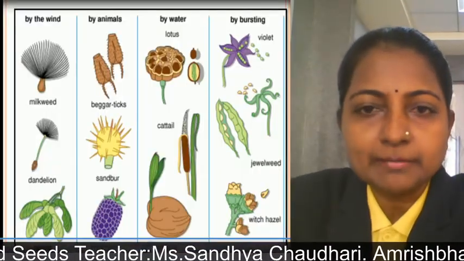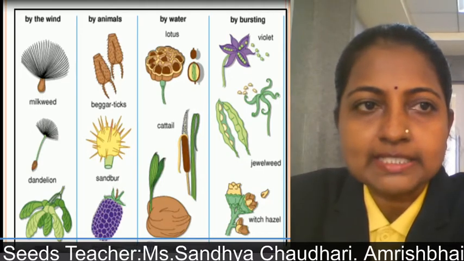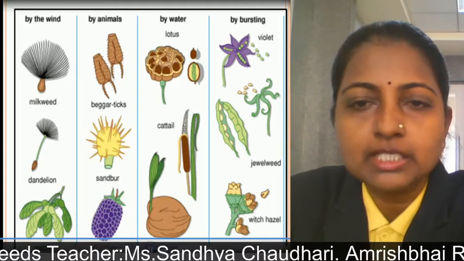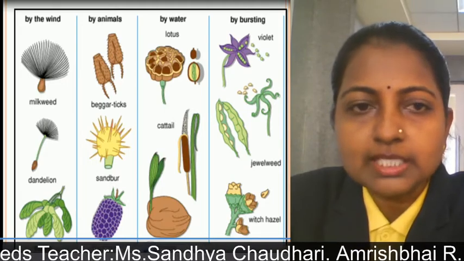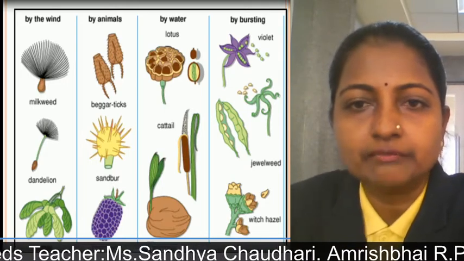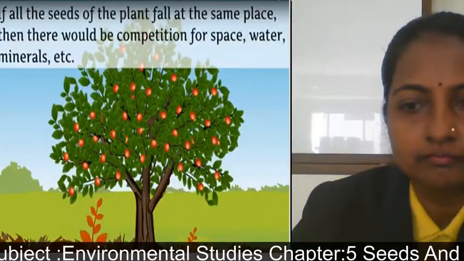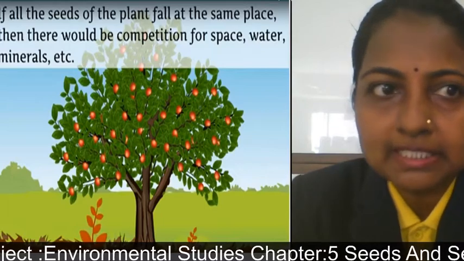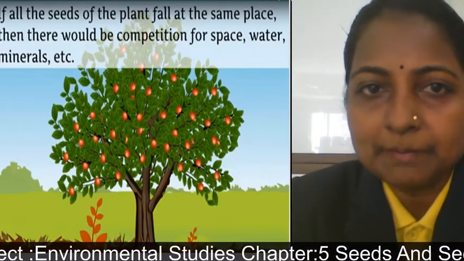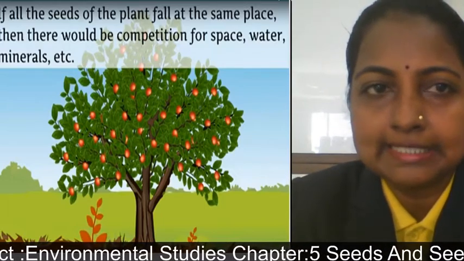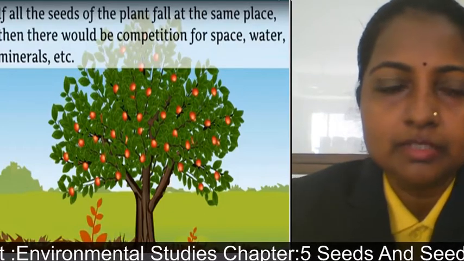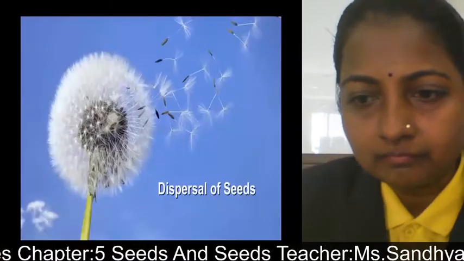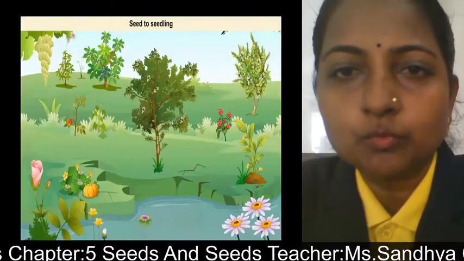Here you can see some examples of seeds that can disperse by wind, by animals, by water or by bursting, or you can say explosion. You can see it in the figure. Now if all the seeds of the plant fall at the same place, then there would be competition for space, water, minerals, etc. So dispersal of seed is very important. Now we shall watch a video, so watch carefully.